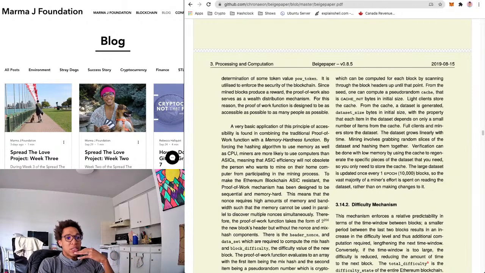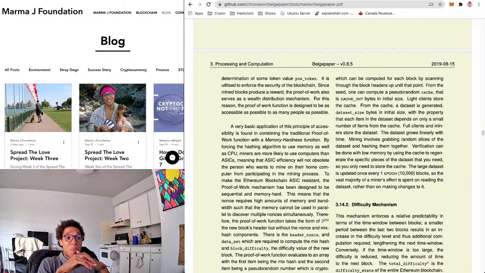The data set grows linearly with time. This is why reducing the state of Ethereum is important. It would always grow, but maybe you could reduce a lot of data from Ethereum. I think the number was not that much actually, but still. Mining involves grabbing random slices of the data set and hashing them together.